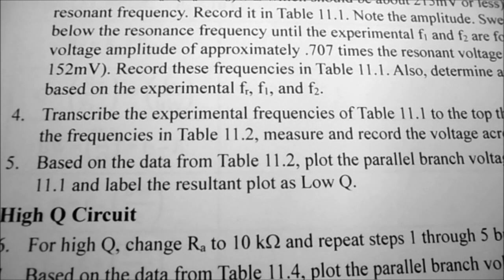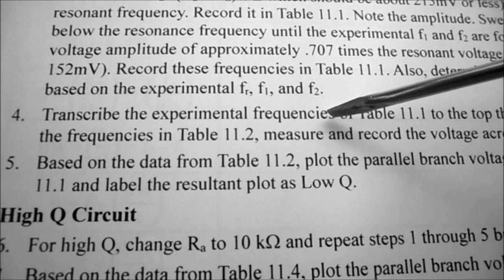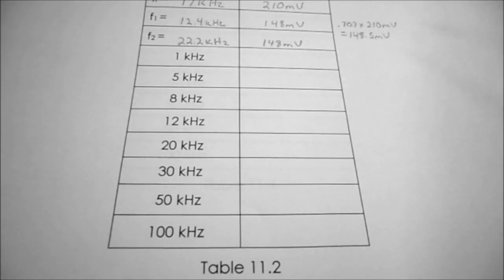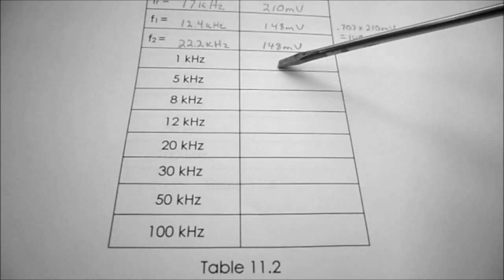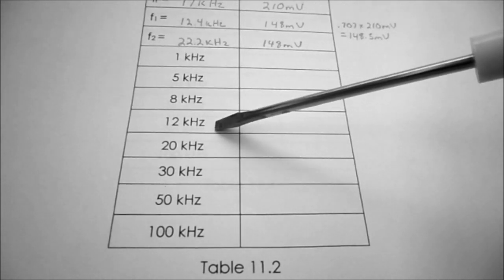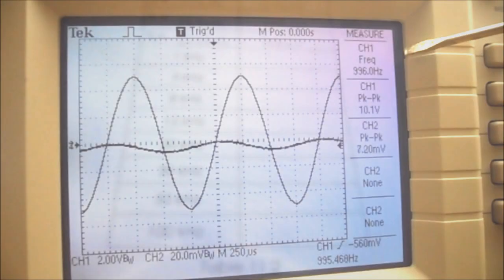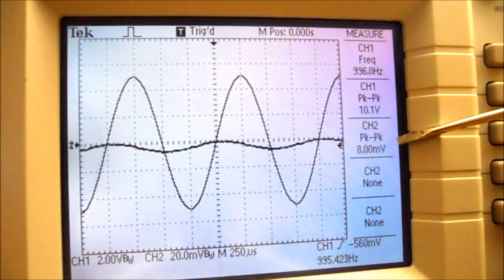Now we've already done that because we wanted to record those voltages. Now they're telling us to do this for all the frequencies in table 11.2 to measure and record the voltage across the parallel branch. So for the rest of table 11.2, they want to know what V parallel is at 1 kilohertz, 5 kilohertz, 8 kilohertz, 12, 20, 30, 50, and 100 kilohertz. So at 1 kilohertz, channel 2 is at approximately 8 millivolts.